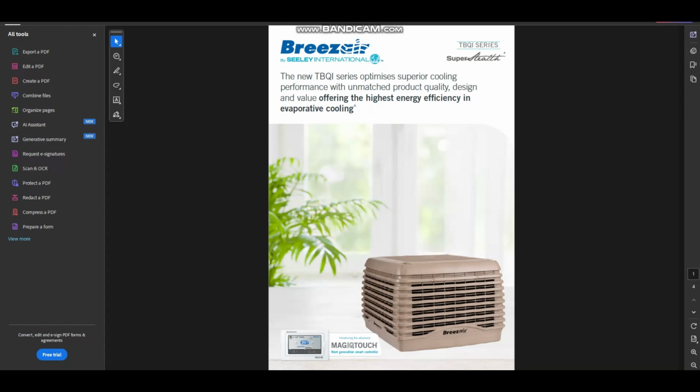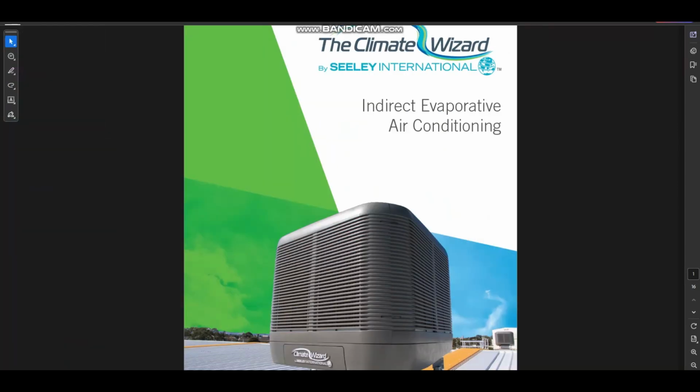Where do we get the names direct and indirect evaporative cooling? Well, the short answer is the air being supplied into the building from a direct evaporative cooler is making direct contact with the water being used as a coolant in this case. The indirect evaporative cooler will add a little bit of moisture, in this case the CW3, but some of the more sophisticated ones like the CWH15 will add zero humidity to the air.